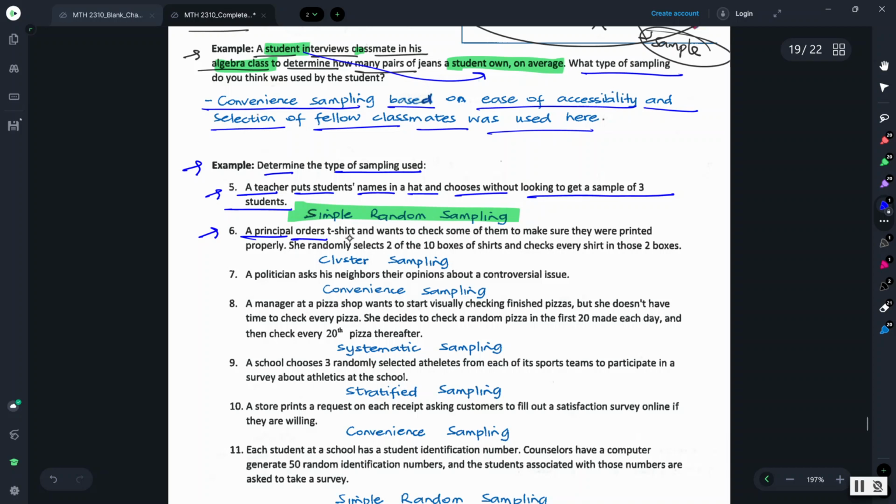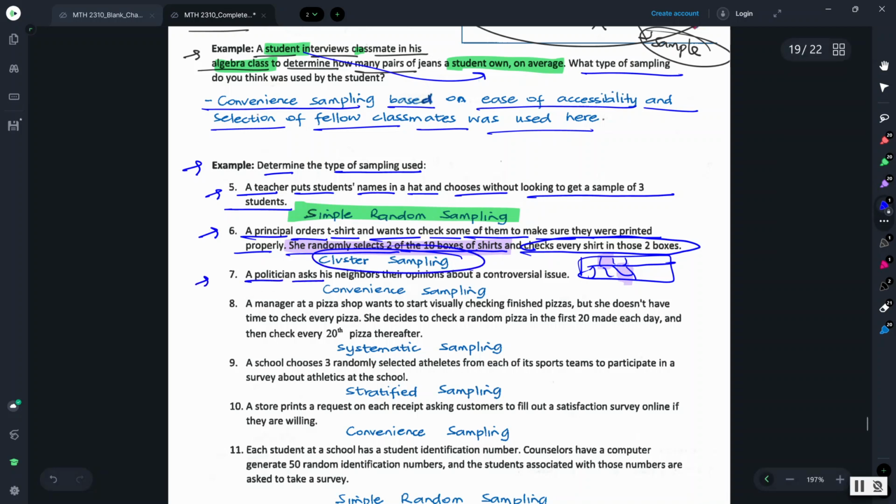Question 6. A principal orders t-shirts and wants to check some of them to make sure that they were printed properly. So she randomly selects 2 of the 10 boxes of shirts and checks every shirt in those 2 boxes. So every box here is a cluster. And so she randomly picked 2 clusters and decides to focus on those 2 clusters. This would be an example of cluster sampling.